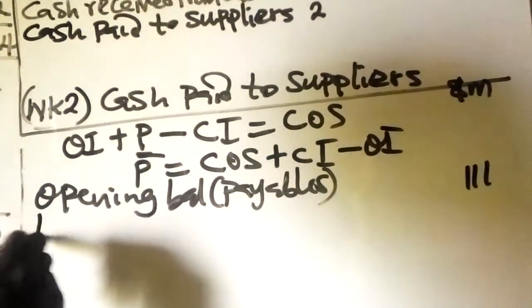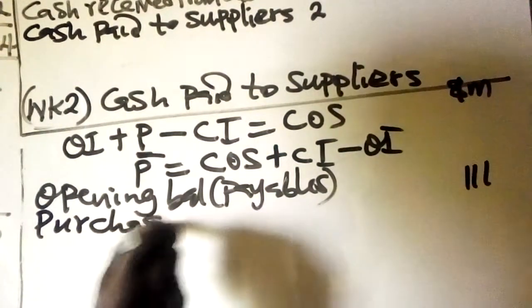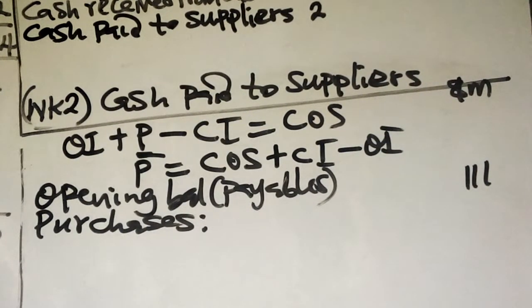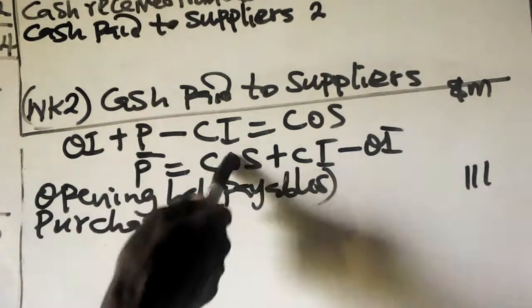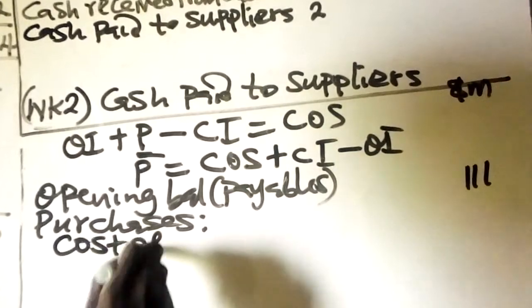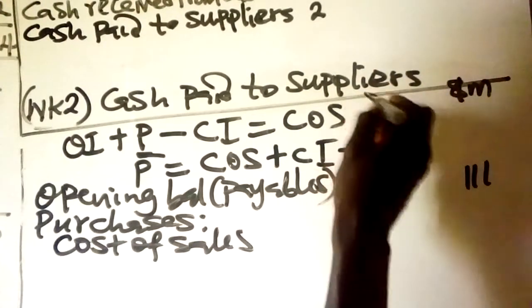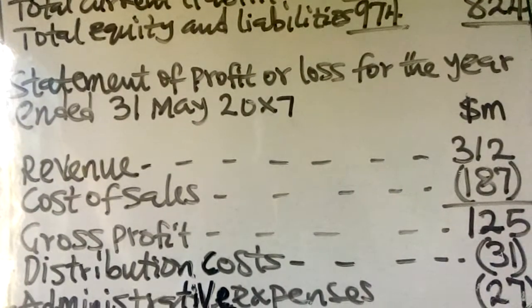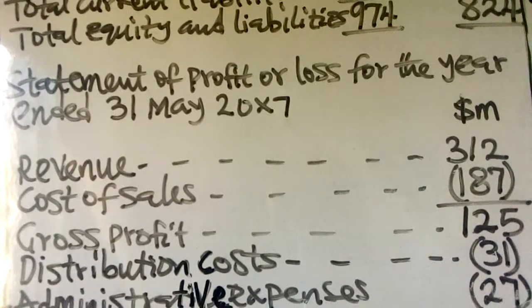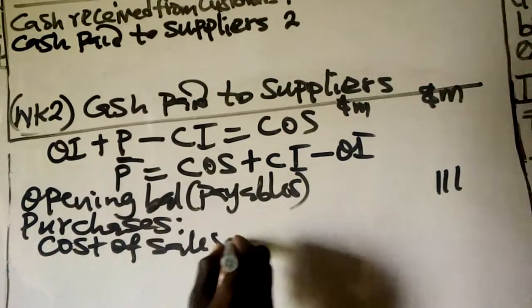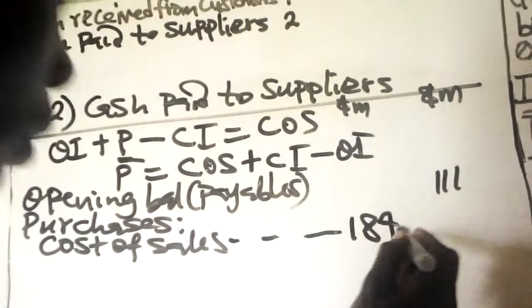Then, after the opening balance, you add purchases. But your purchases will not be given. That means you will need to look for purchases. I've told you that to get your purchases, you have cost of sales. Now, let's write our cost of sales. How much is cost of sales? Your cost of sales will be found in the statement of profit or loss. Our cost of sales is 187. So that means we slot in the 187 as our cost of sales.